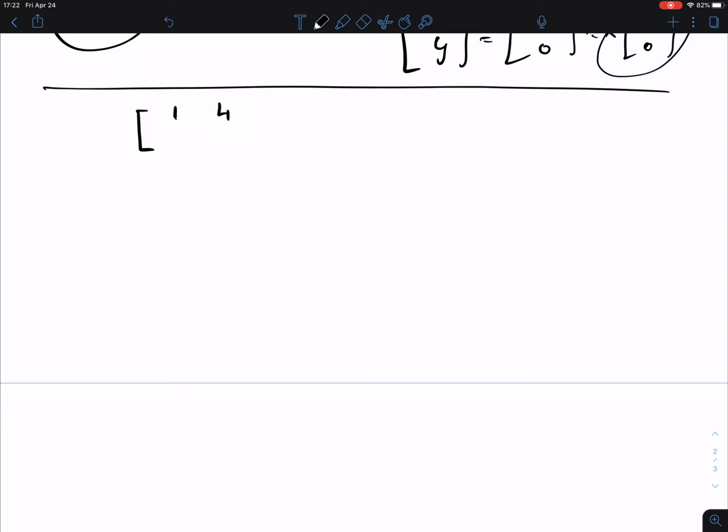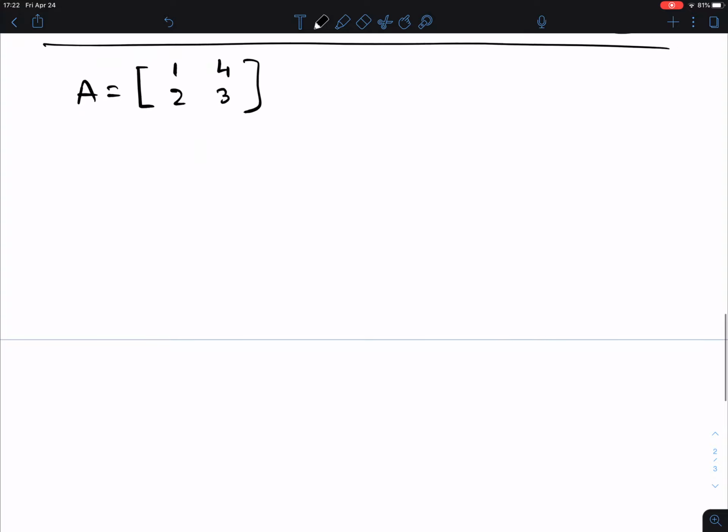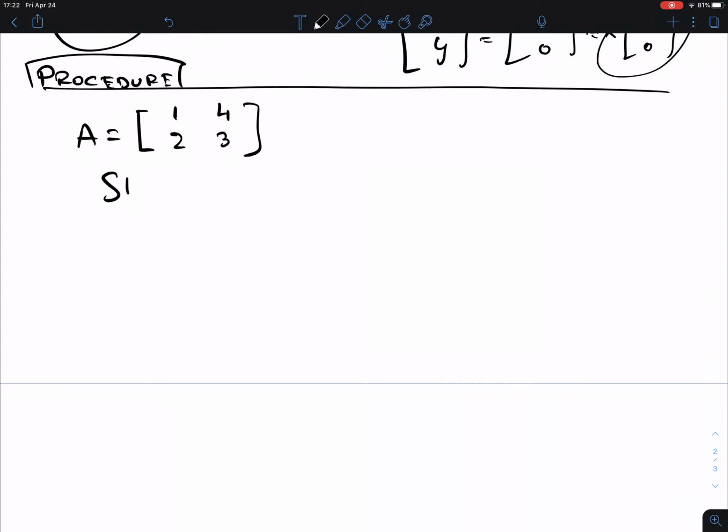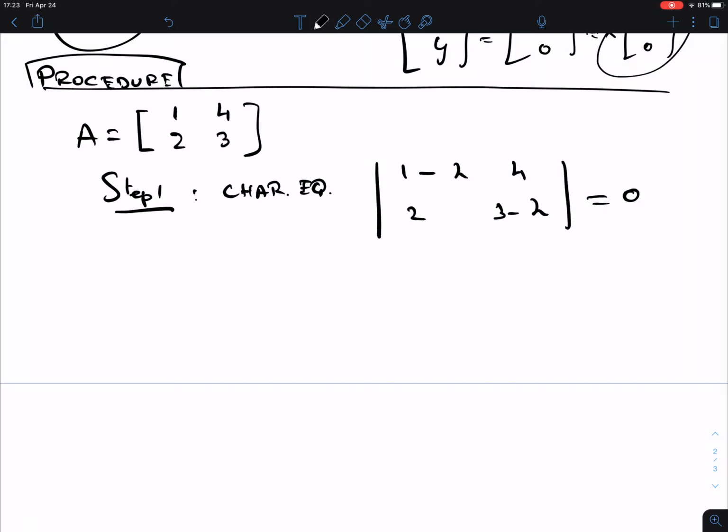Okay, 1, 4, 2, 3. That's the matrix. Sorry about that. So now let's start. From now on, this is how we're going to do it, but everything else I've said was just leading up to it. So let me say the procedure. How do we proceed in the diagonalization procedure? Step 1 is, we need to find the eigenvalues. So the characteristic equation is still the same: 1 minus lambda, 4, 2, 3 minus lambda equals 0. Now, we don't have a triangular matrix, so we don't know what the eigenvalues are.